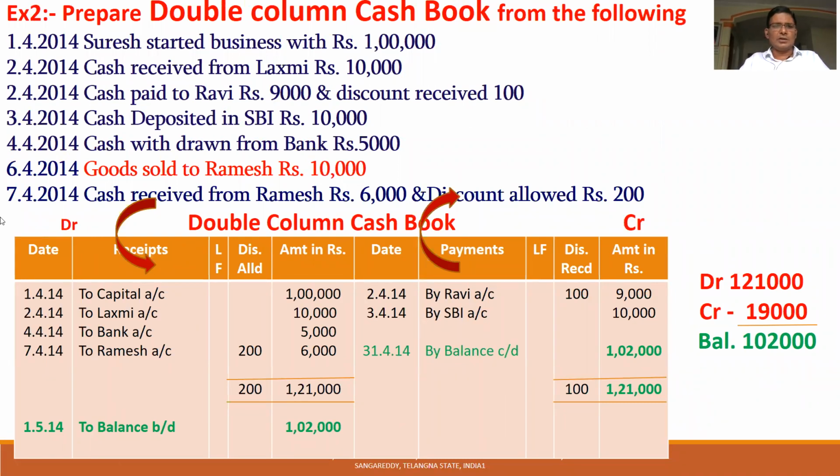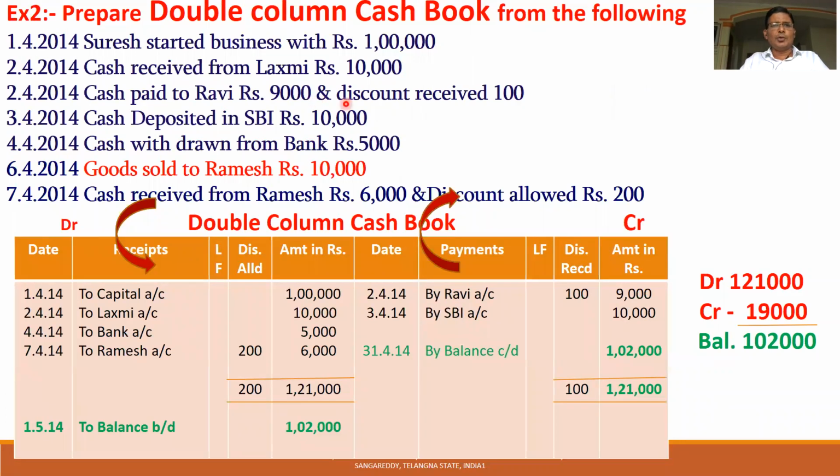Discount allowed is on the debit side of the double column cash book. Discount received is on the credit side of the double column cash book. The double column cash book has only one additional column, a discount column, on both sides of the single column cash book. It will become a double column cash book.